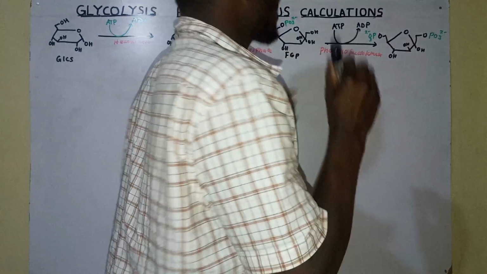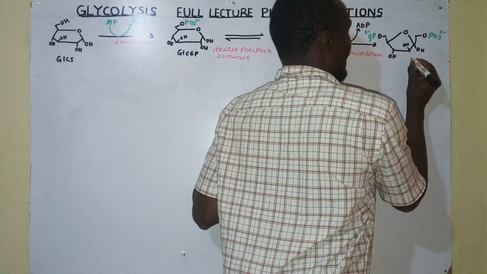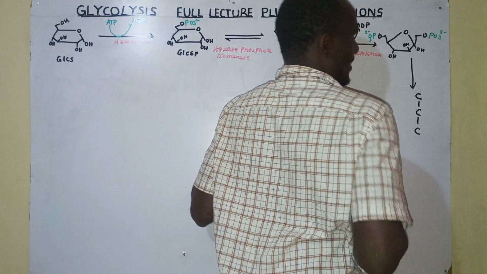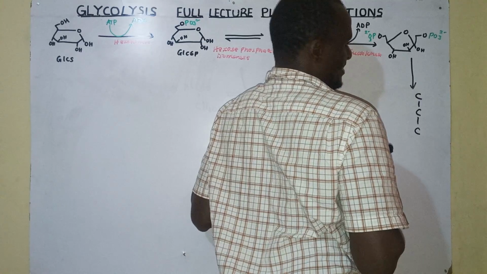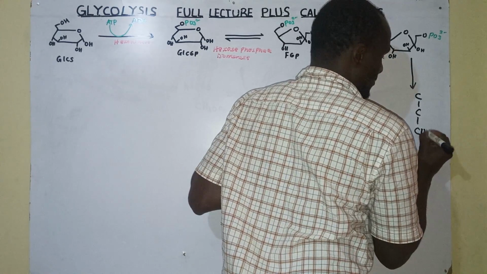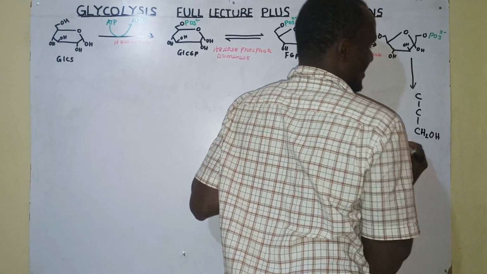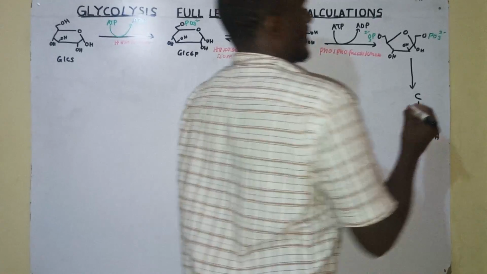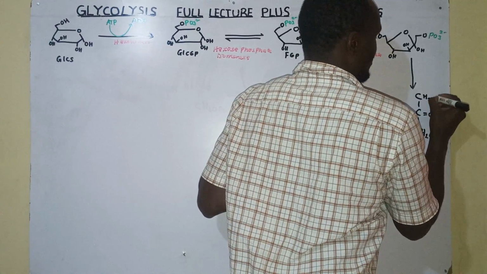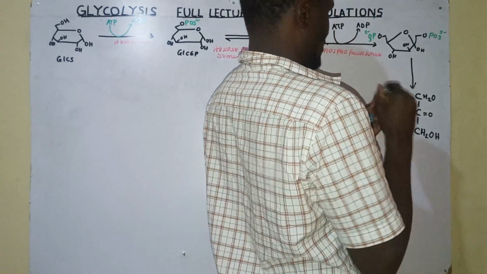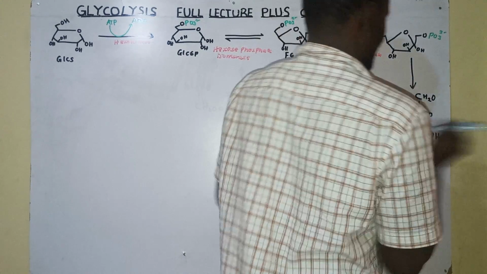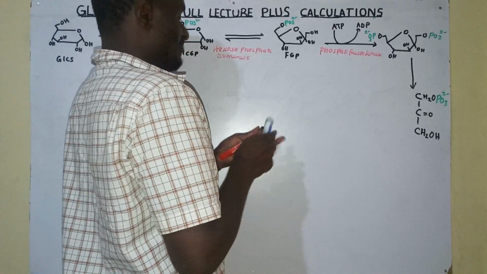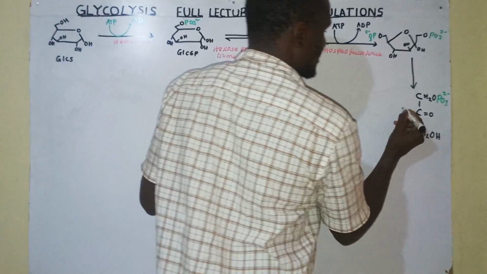So how do you draw dihydroxyacetone phosphate? Dihydroxyacetone phosphate, it's a 3-carbon molecule. So from the word dihydroxy, that means it has got 2 hydroxyl groups. So it's a dihydroxyacetone, means it is a ketone, so it has a keto group. And it has a phosphate group at carbon number 1. So this is a dihydroxyacetone phosphate, PO3 2 negative. And our second molecule is a glyceraldehyde 3-phosphate.